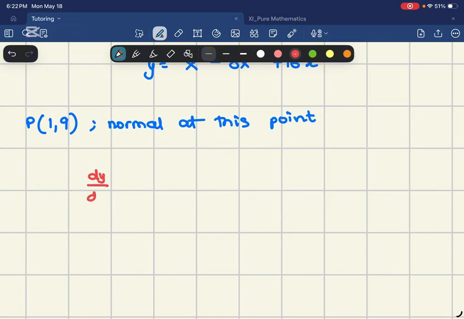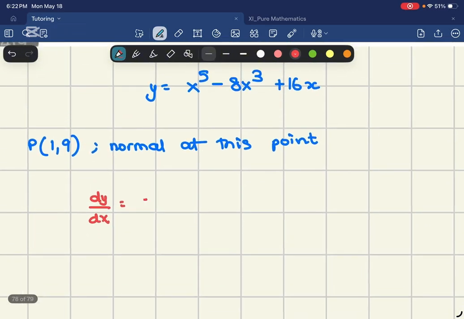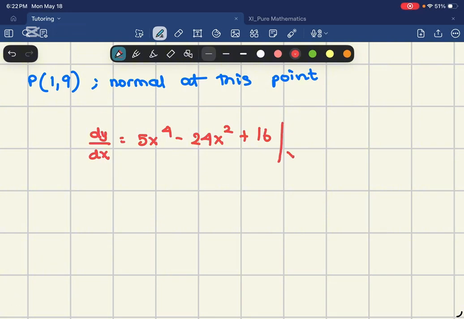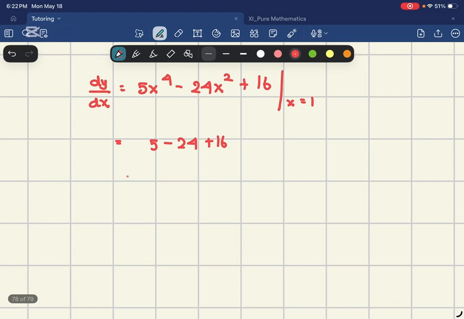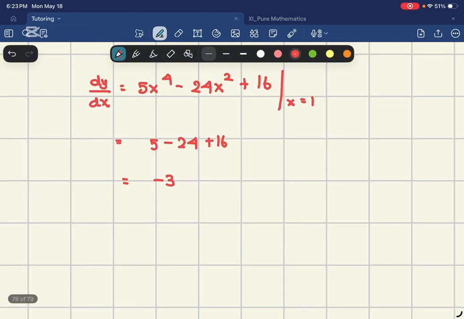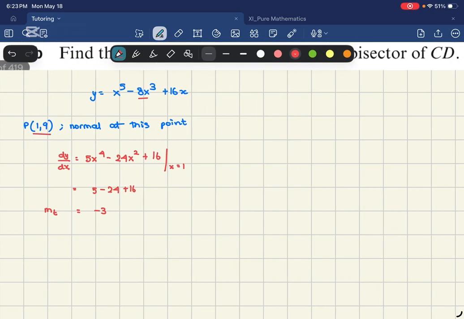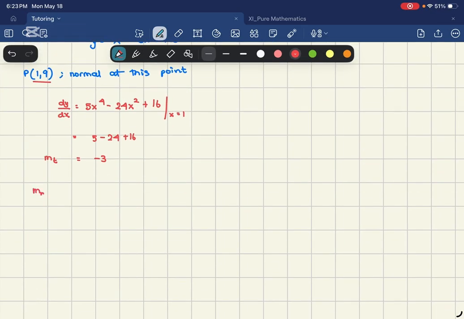So we can find dy by dx. If I differentiate this, I'm going to get 5x to the power 4 minus 24x squared plus 16, right? And if I put x is equal to 1, then I get 5 minus 24 plus 16. That is negative 3. So this is the slope of the tangent line at this point. To find the slope of the normal line, we do negative 1 over mt. And if you solve this, you are going to get 1 over 3.